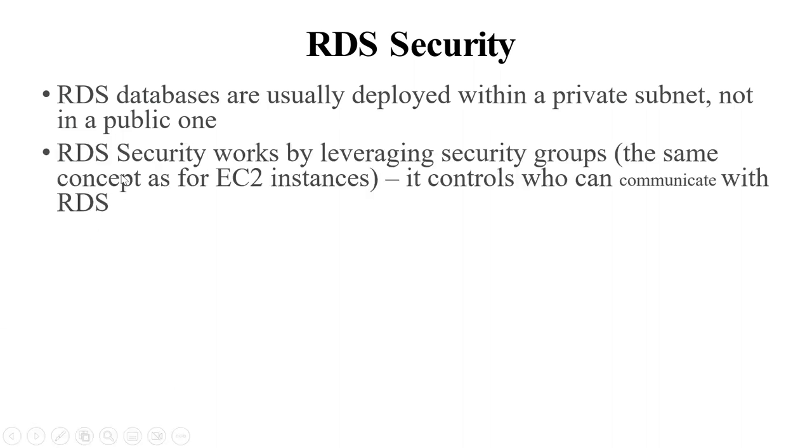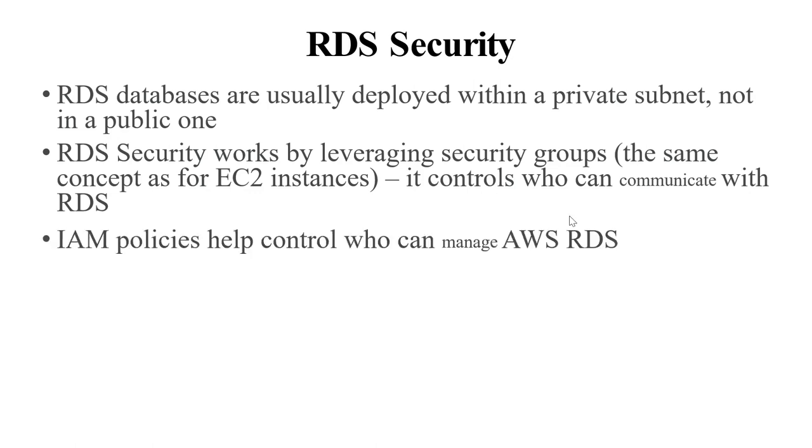And another point, as we're talking about it, RDS security works by leveraging security groups. Enabling the port, the default port 3306, whatever we have, is the same concept as for the EC2 instances. It controls who can communicate with RDS, using security groups and defining that RDS uses the private subnets. And IAM policies help control who can manage that AWS RDS.